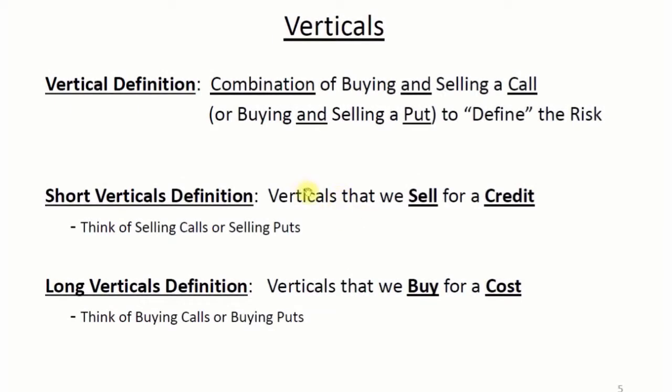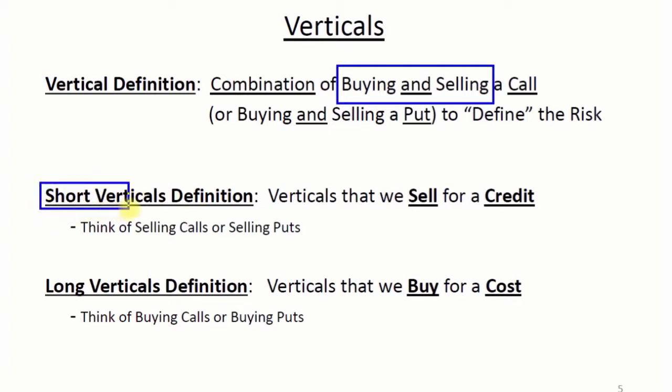What is a vertical? Well, a vertical is just a combination of buying and selling either a call or a put. And we do this because it defines our risk, and we'll see how that works in a second. There's two kinds of verticals.